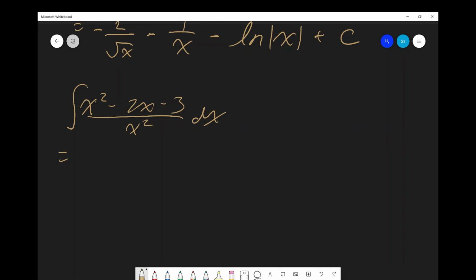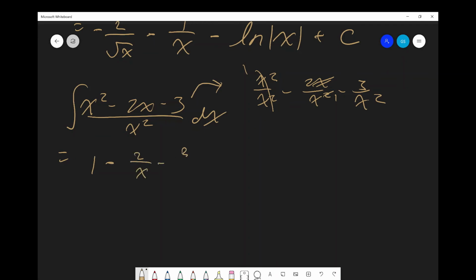What we can do is we can actually break this up. What I mean is, we could write this as x squared over x squared minus 2x over x squared minus 3 over x squared. That's just the same thing as this whole term over x squared, right? Because they all have the same denominator. And then what we can do is we can simplify each term. So x squared over x squared, well, that just becomes 1. 2x over x squared, well, the x can cancel out, and the x squared just becomes 1. And then we have 3 over x squared. We can't really do anything like that with that. So what we end up with is 1 minus 2 over x minus 3 over x squared.